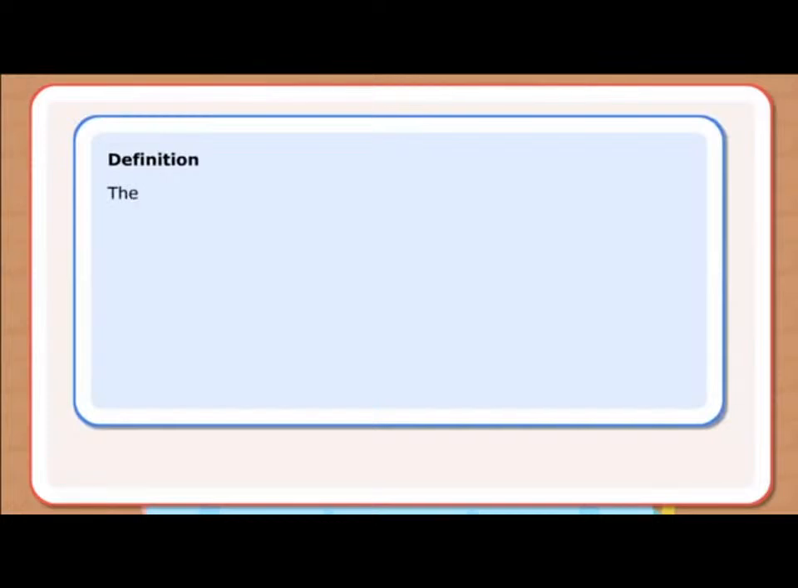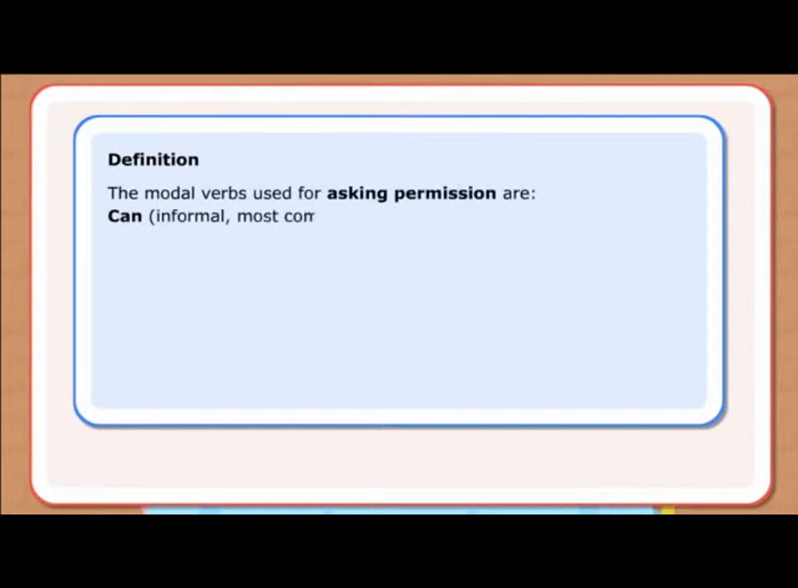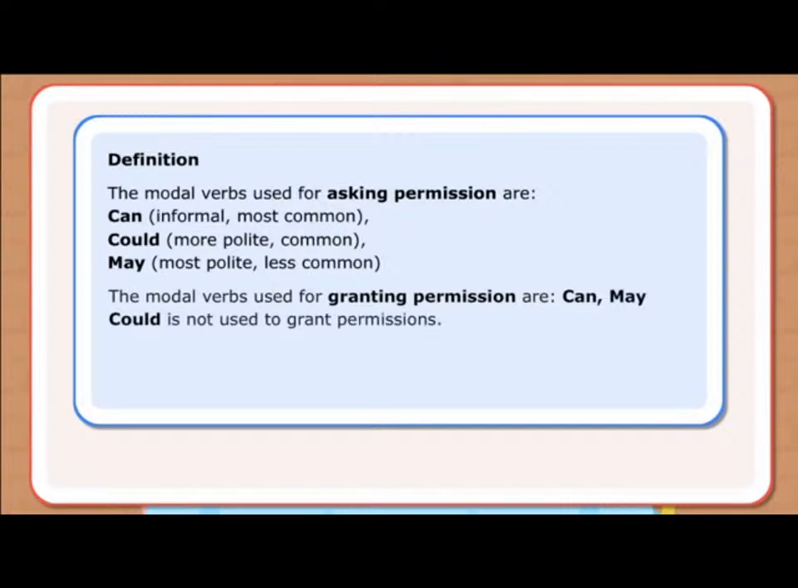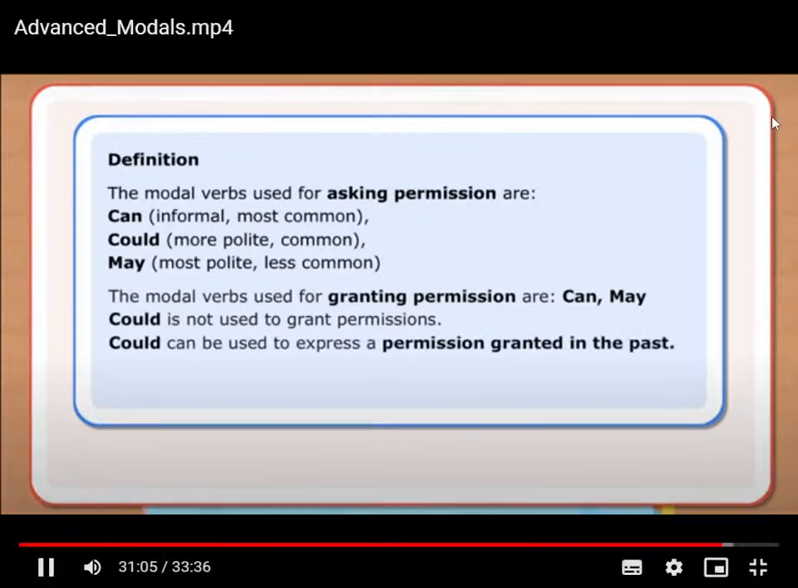Definition. The modal verbs used for asking permission are: can, informal, most common; could, more polite, common; may, most polite, less common. The modal verbs used for granting permission are can and may. Could is not used to grant permission. Could can be used to express a permission granted in the past.